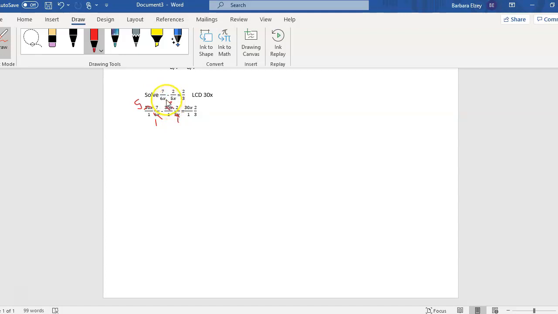Oh boy, can't draw well at all. Let me see if I can erase that real quick. And let's try that again. 6. All right, and then lastly, the 30x and the 3. So I'll cross cancel. 3 will go into both of them. So 3 goes into itself once and into 30 10 times.